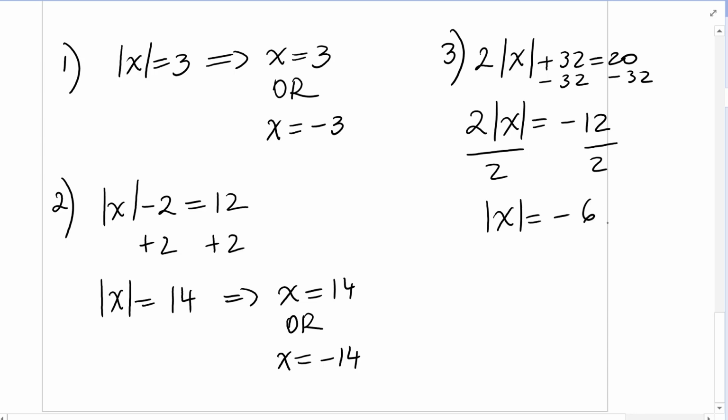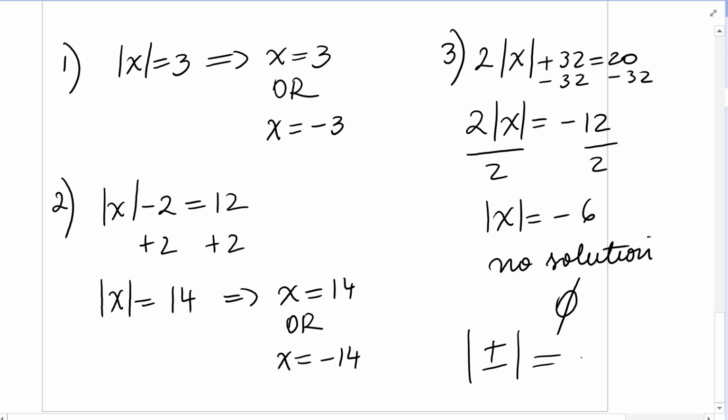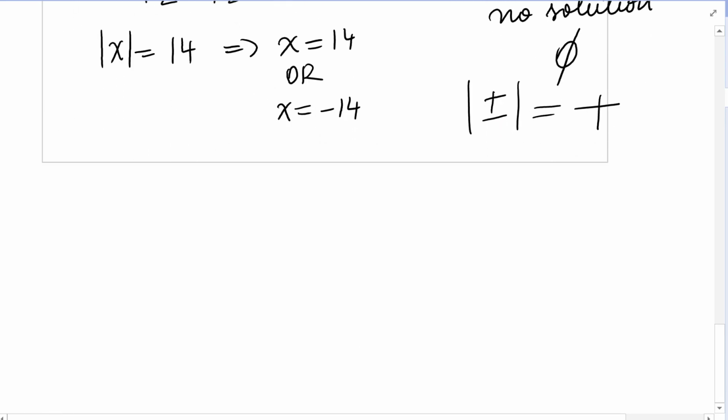So what happens here is we have no solution, or empty set, because no matter what number you replace, the absolute value is never going to produce a negative number. So in absolute value, I can have a positive or negative number, but outside it's always going to be positive. So even if you were trying to think, well, absolute value of negative 6, well, absolute value of negative 6 is positive 6. So that's not going to be equal to negative 6. So that makes it no solution.